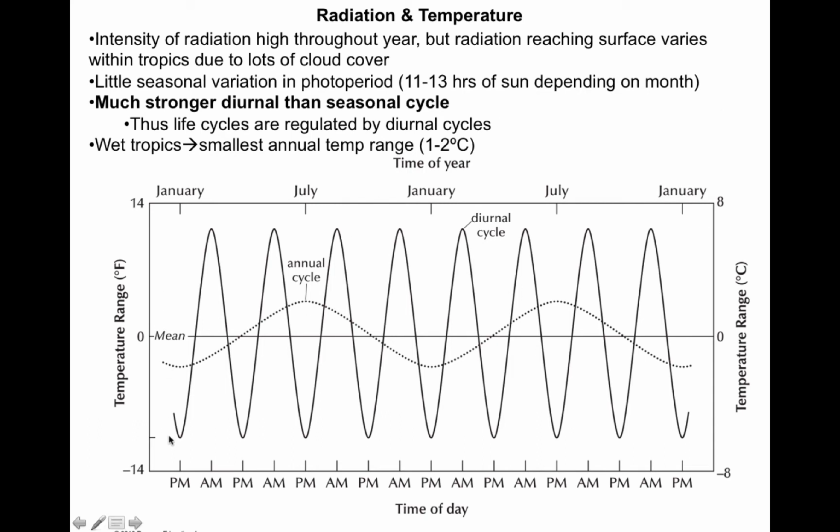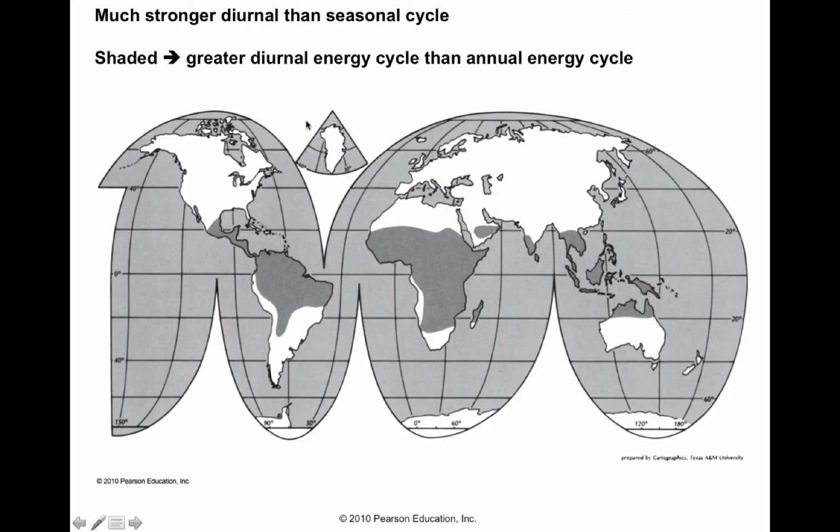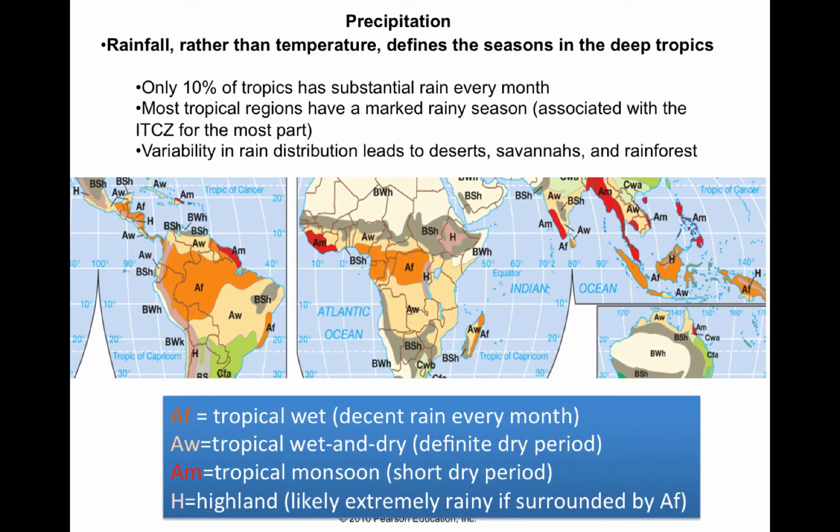So here we're showing the diurnal cycle. There is a change in day to night as the sun goes down for a full 12 hours and comes up for a full 12, but over the course of a year, the annual cycle is pretty damped compared to that. The shading here shows where these places are, where the greater diurnal energy cycle is higher than the annual energy cycle. So since the temperature is pretty consistent throughout the year, what really defines the seasons in the deep tropics is the rainfall, and that definitely has a seasonality to it.